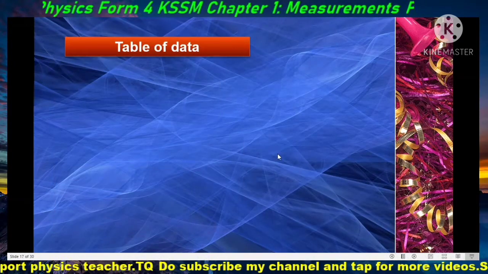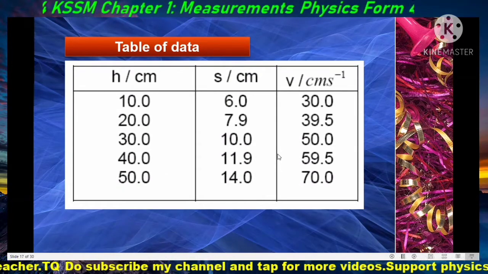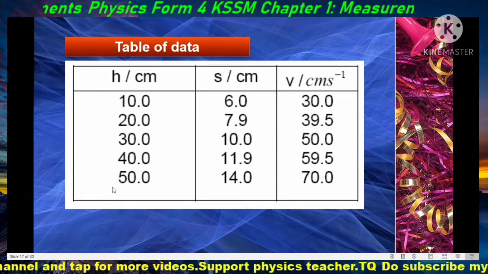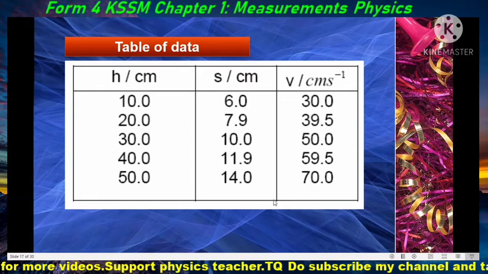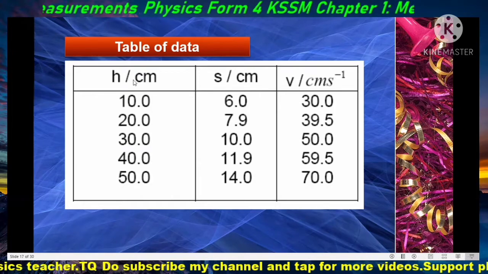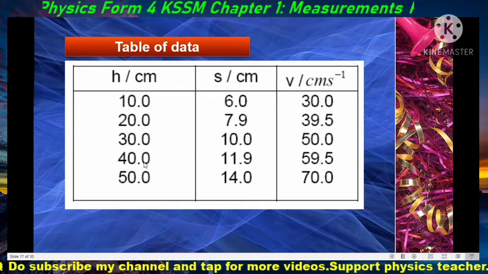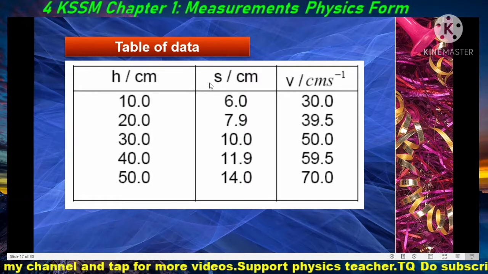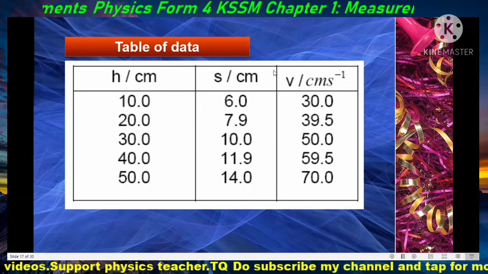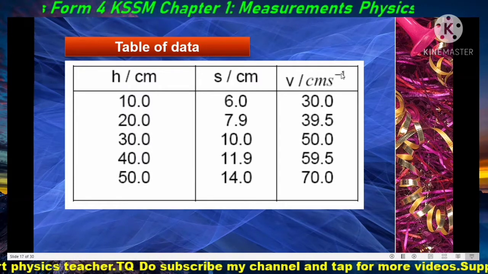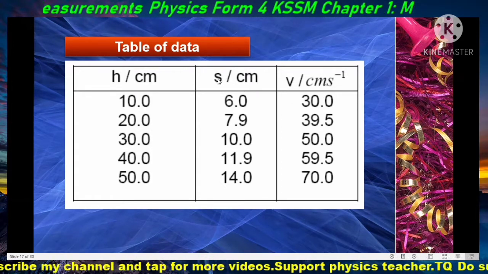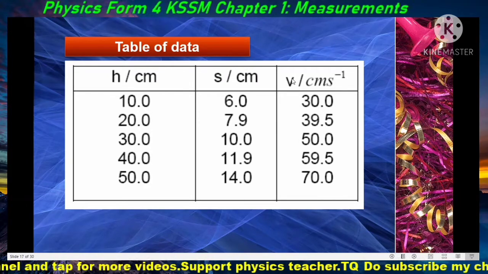Okay, next, table of data. Let's say we have this table of data. Based on the table of data, you must be able to plot a graph. You have studied this in lower form, how to plot a graph. So we have the manipulated variable h or height, unit centimeter. We have 5 values. Then we have the value of s in centimeter, displacement, recorded also 5 values. Then the calculated value v, centimeter second to the power negative 1, also 5 values. So in this case, s and v represent the responding variable.